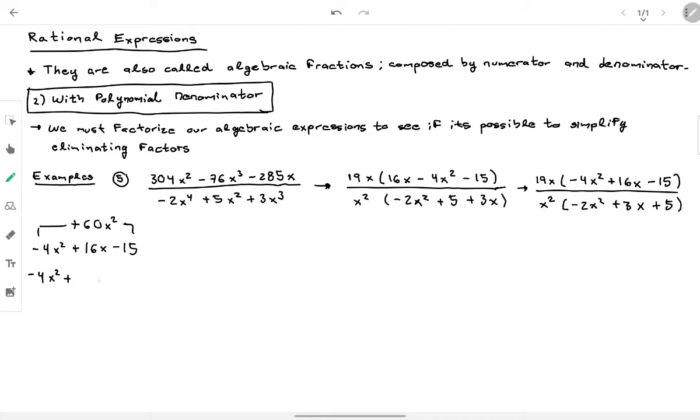The first term is minus 4x squared, and the last is minus 15. We need two numbers that when they get added, it's 16, and when multiplied, 60: 10 and 6. So it's going to be minus 2x that multiplies 2x minus 5. And on the other one, we can take out a 3, so it's going to be 2x minus 5. So our answer is going to be 2x minus 5 that multiplies 3 minus 2x.